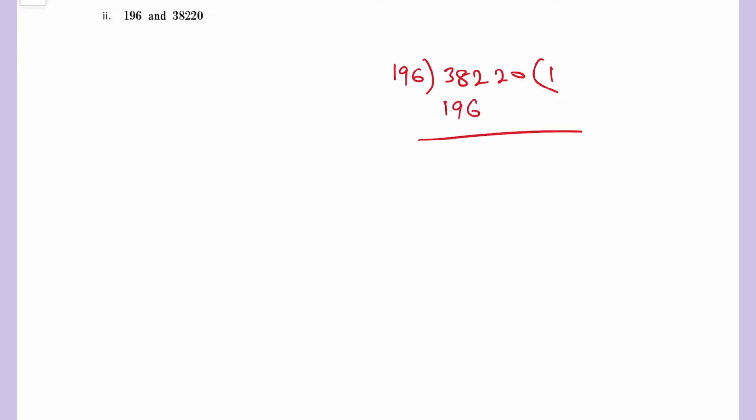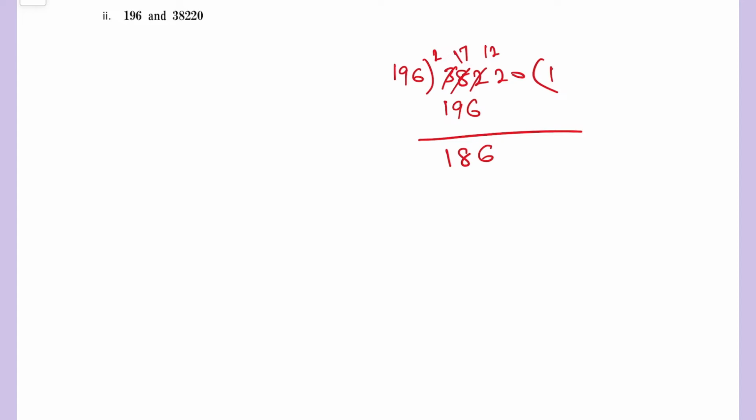196. From 2 we cannot subtract 7. So this 2 will become 12, this 8 will become 7. 12 minus 6 is 6. 7 minus 9, again from 7 we cannot subtract 9. So again we will take borrow, then this 7 will become 17 and 3 becomes 2. 17 minus 9 is 8. 2 minus 1 is 1. Now 196 is the divisor.